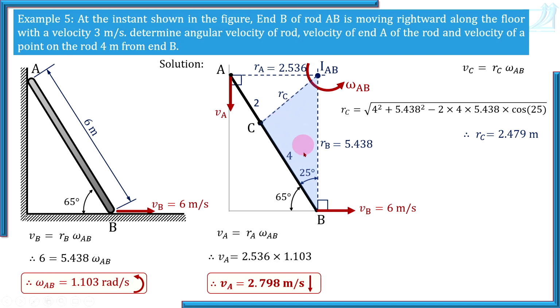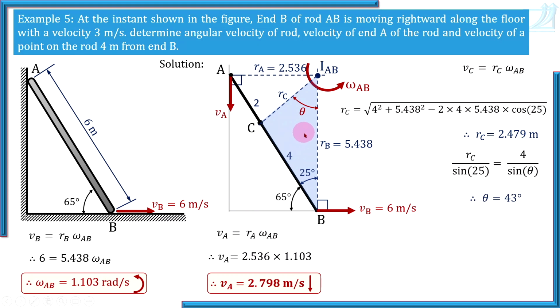So, in this triangle, now let us find this angle theta, that is angle of RC with vertical. So, of course, use sine rule. So, RC upon sine 25, RC to be found out, divided by sine of opposite angle, that is equal to 4 divided by sine theta. Now, put RC as 2.479 and you will get value of theta as 43 degrees.